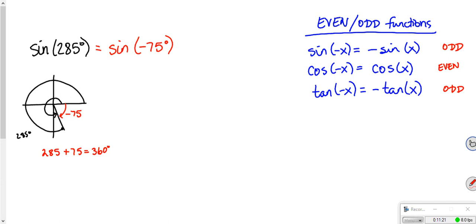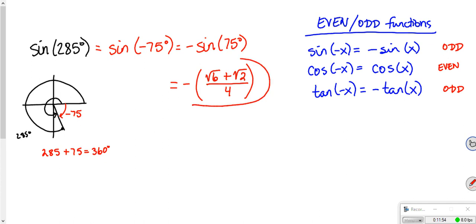Well, what did we just learn with our even and odd functions? Sine of negative 75 is the same thing as negative sine of 75 degrees. Well, we already did sine of 75, that very first example I worked two screens ago. So this is just going to be minus our answer that we got, root 6 plus root 2 divided by 4. That would be my answer, because we had already found sine of 75. So go back to the very first example. That is another way you can do these. Think unit circle. Now, let's do the same thing here then with cosine of 285.